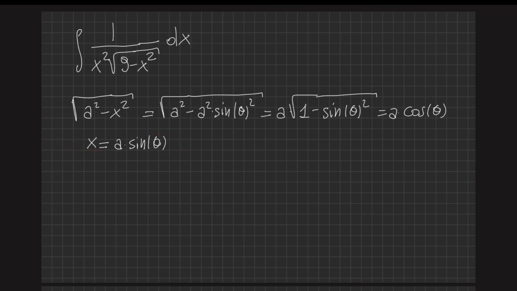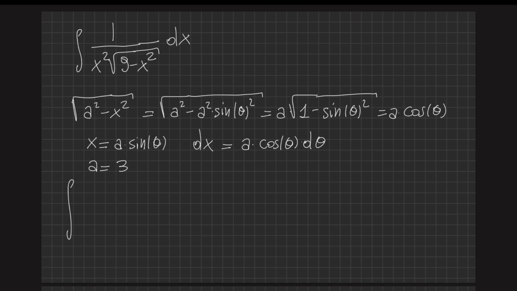Now, let's compute the differential in general. So here we get the dx: I take the derivative with respect to theta, and dx is equal to a times the cosine of theta times d theta. And now what we have to do is to use this change of variables in our specific situation where a is equal to 3, sorry.